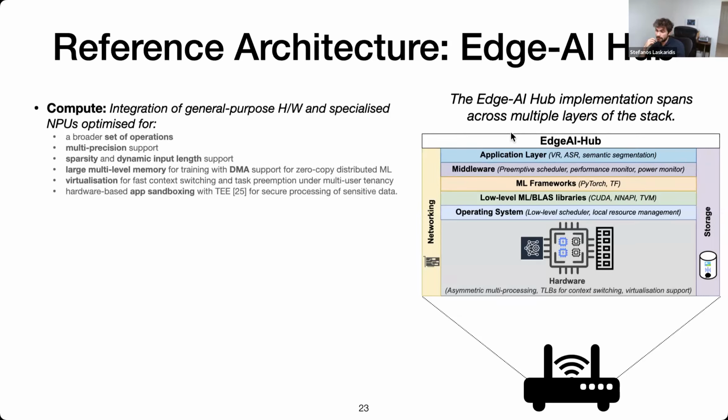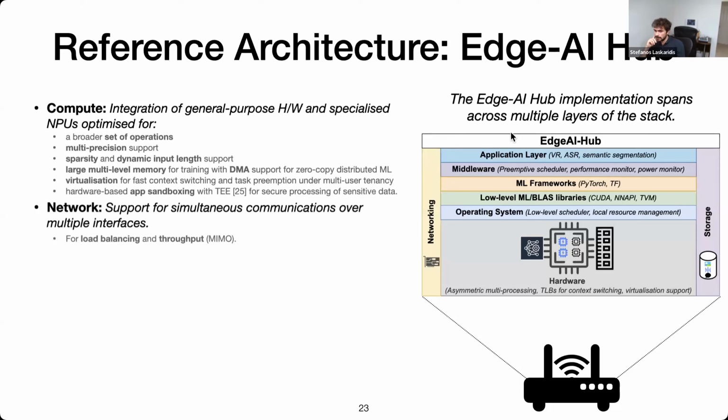We would like to have multi-precision arithmetic along with sparsity, support for sparse operations and dynamic input length. In terms of memory, we need large multi-level memory for training and performing inference on large models, such as foundation models. And DMA support for zero copy in distributed ML use cases. Lastly, applications unboxing and virtualization for fast context switching are enablers for preemptible and siloed tasks.